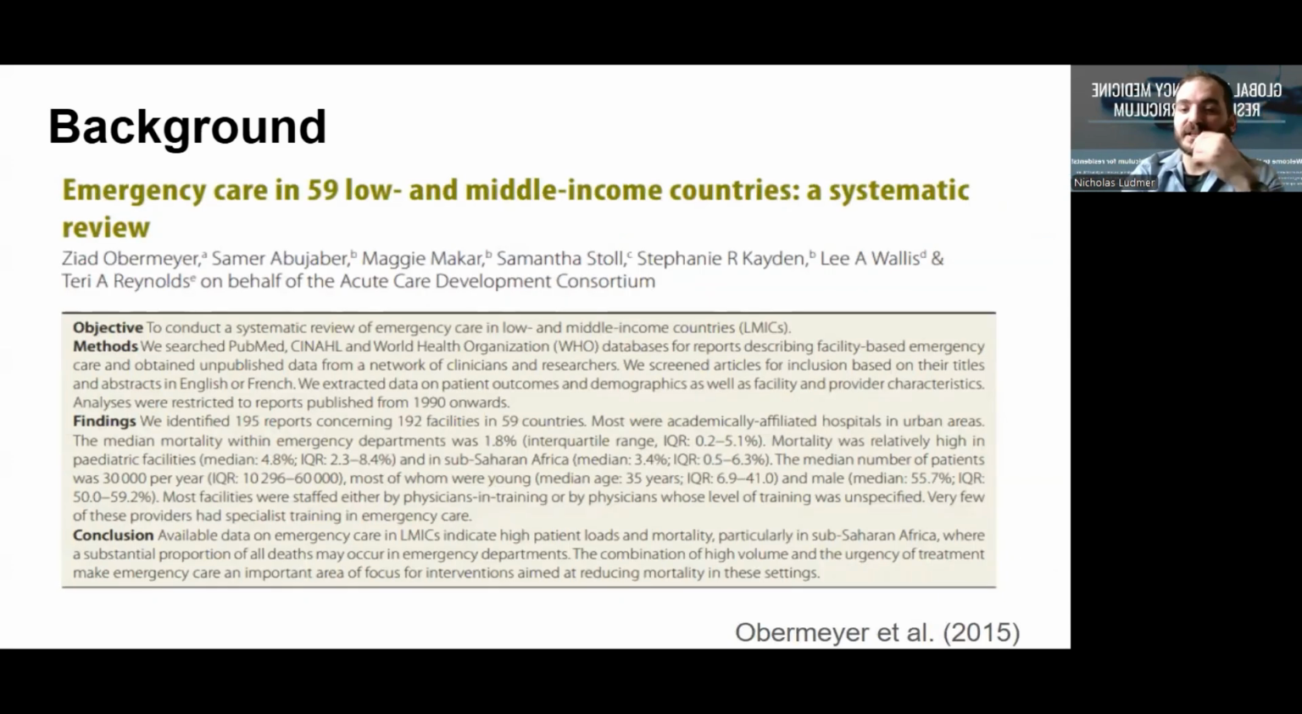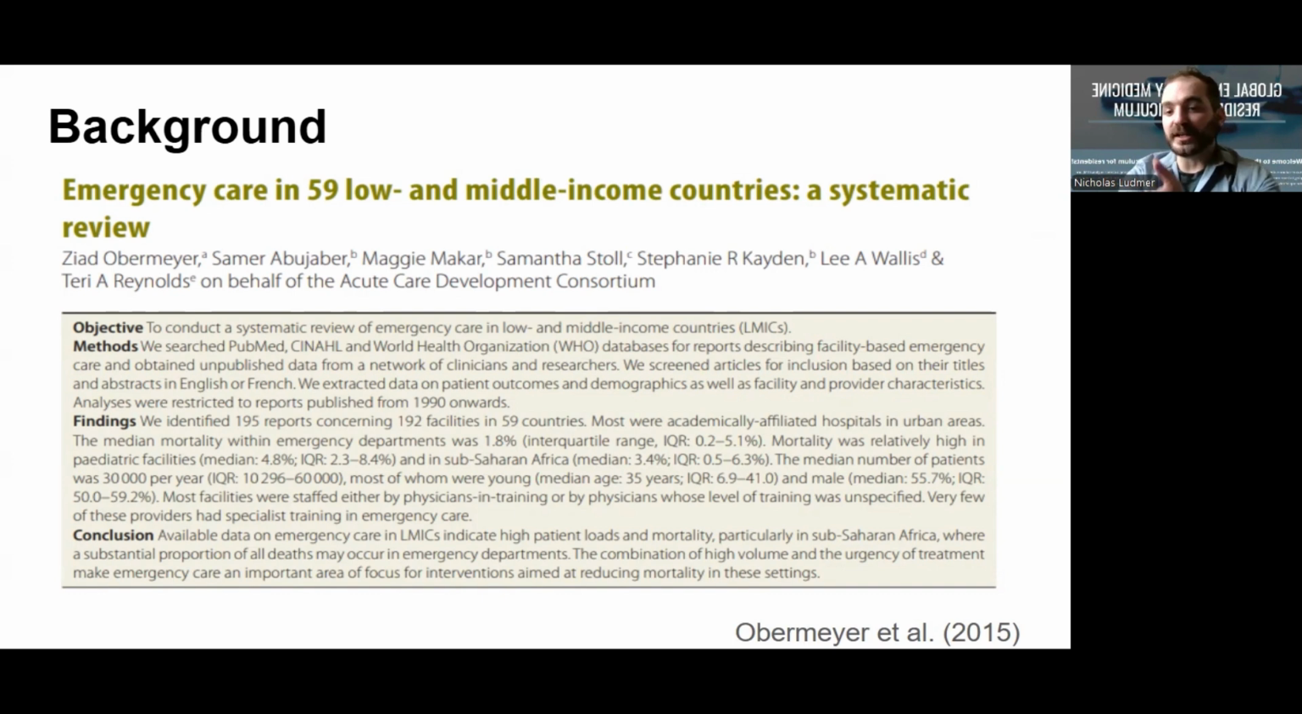During the subsequent 10 years, a lot of studies came out examining the current state of emergency care in low to middle income countries. This study done by Obermeyer et al. in 2015 took a look at what emergency care looked like at that time in different areas. They did this largely by a literature review, searching for any studies that outlined the current status of emergency care in certain regions. Ultimately they found papers examining emergency care in 59 countries. And in examining this data, they found that in general, emergency care needed improvement in a lot of areas.